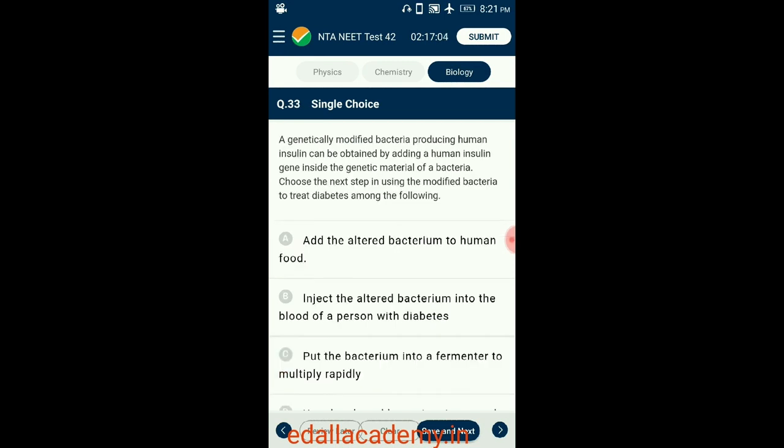Question number 33. A genetically modified bacteria producing human insulin can be obtained by adding a human insulin gene inside the genetic material of a bacteria. Choose the next step in using the modified bacteria to treat diabetes among the following.